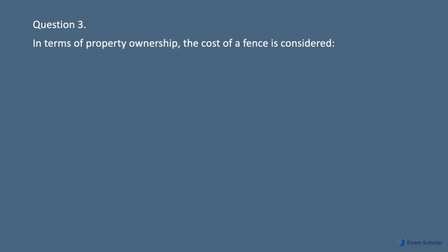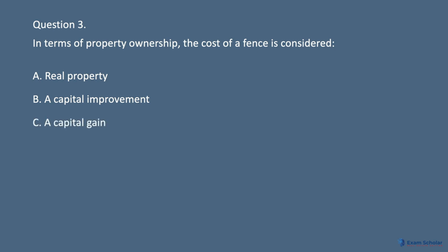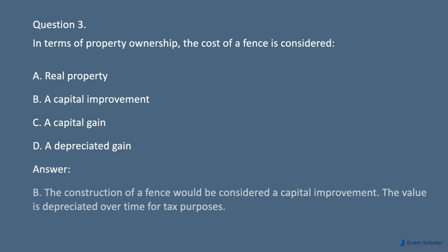Question 3. In terms of property ownership, the cost of a fence is considered A. Real property. B. A capital improvement. C. A capital gain. D. A depreciated gain. Answer. B. The construction of a fence would be considered a capital improvement. The value is depreciated over time for tax purposes.